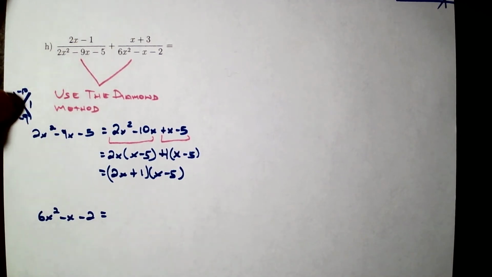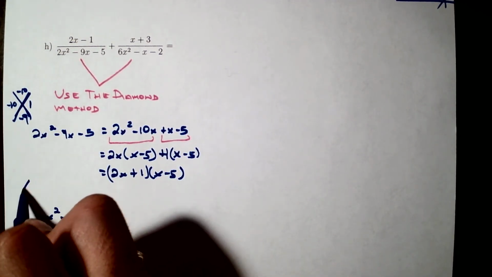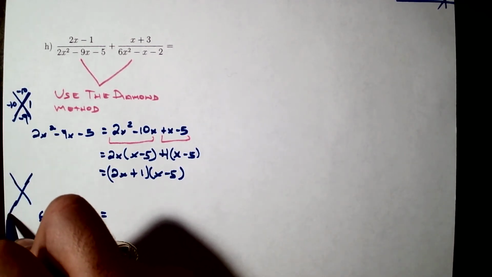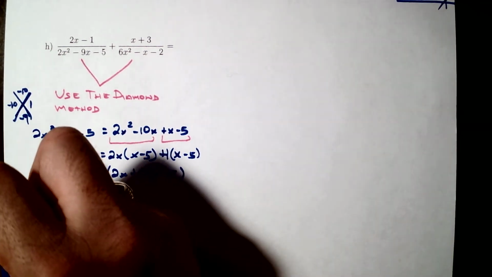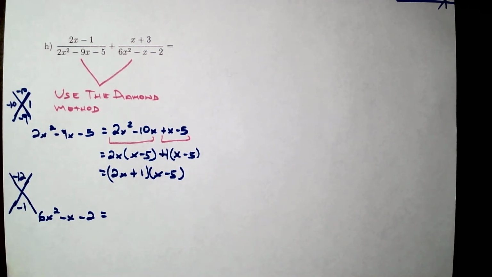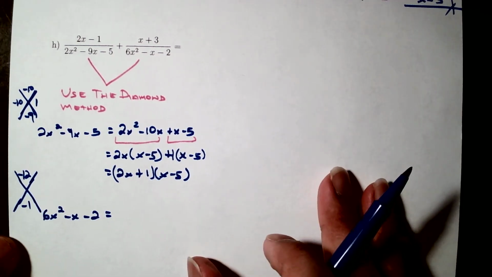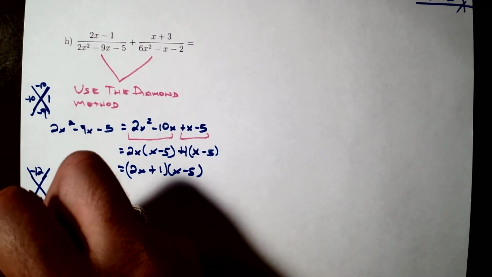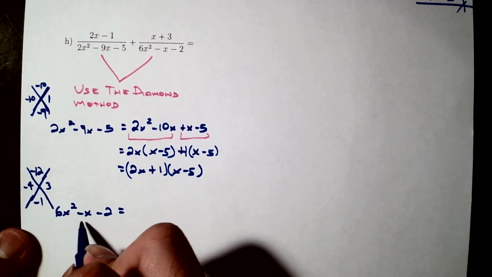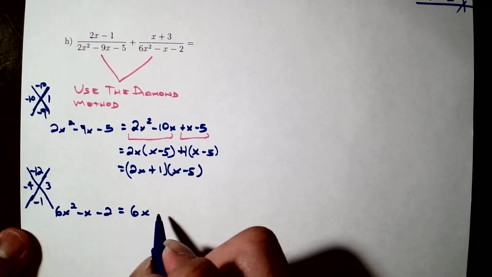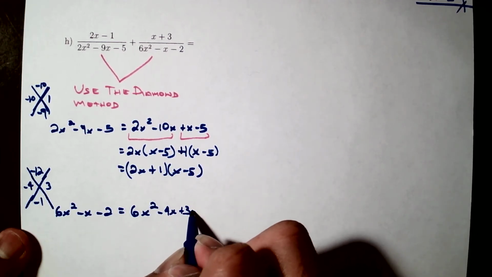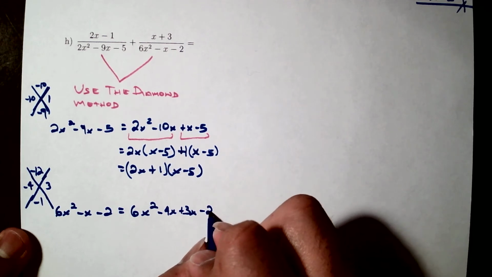Alright, so I'm going to multiply leading times constant. That's going to be negative 12 and negative 1. So factors of negative 12 that add up to negative 1, that will be negative 4 and 3. So we will decompose this negative x as negative 4x plus 3x. And then just bring down this negative 2.